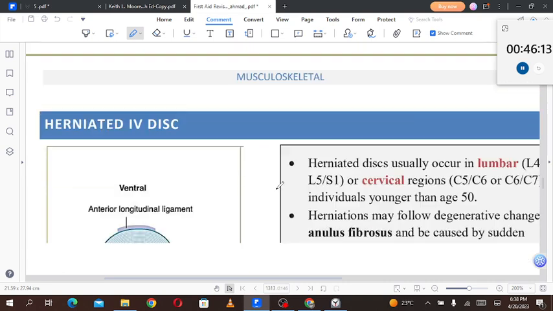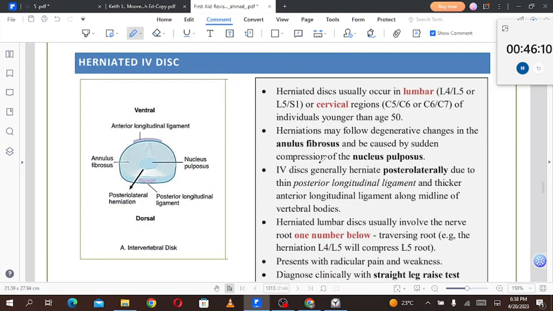Then we have in the next picture the herniated disc. So what is the concept of a herniated disc?